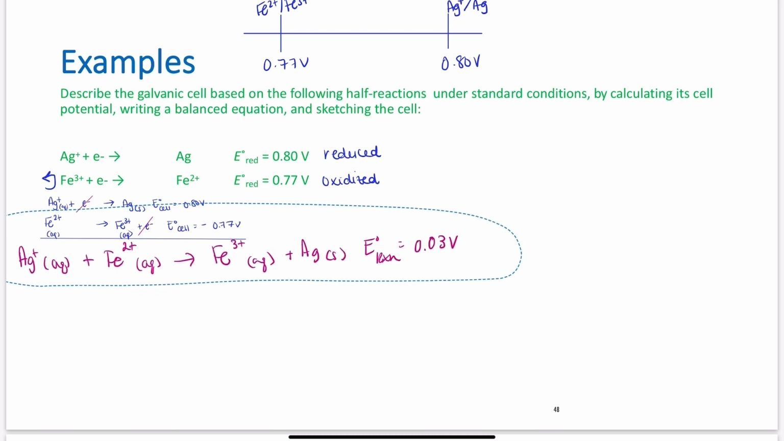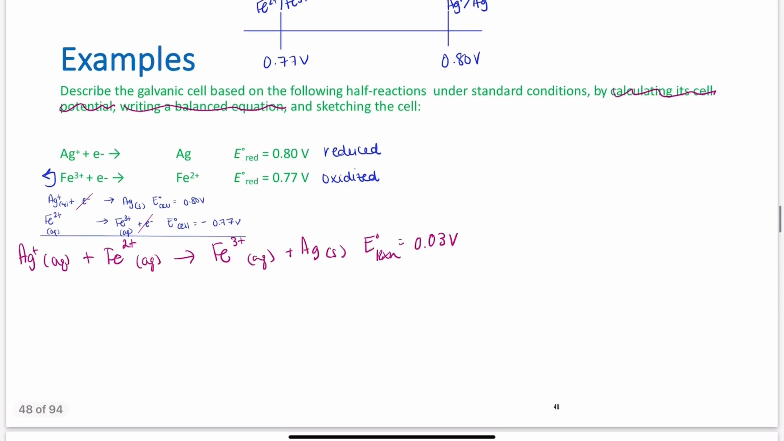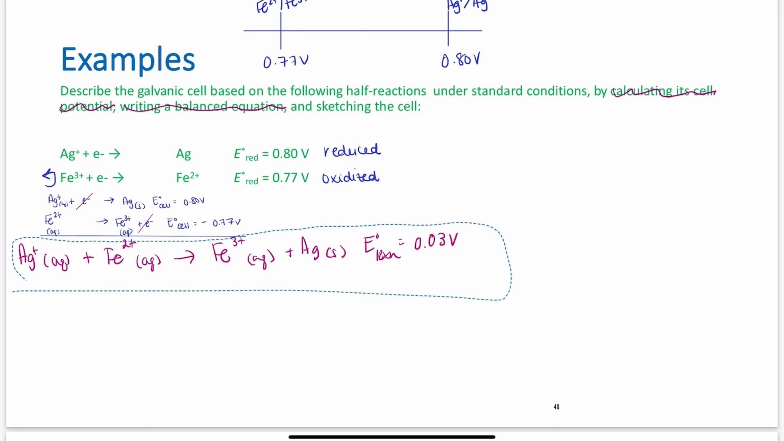Now, it tells me I've calculated the cell potential. That's at 0.03 volts. I've written the balanced equation. It says sketch the cell. So let's go ahead and sketch your cell. I'm actually going to shrink down the equation a little bit just for space.